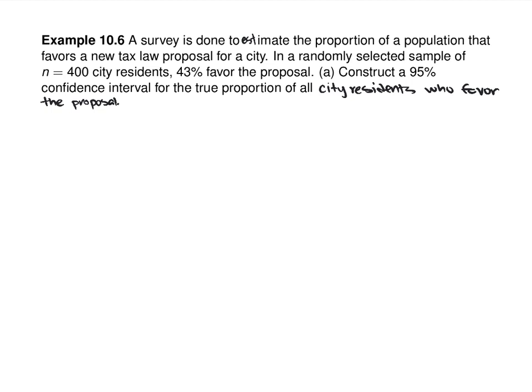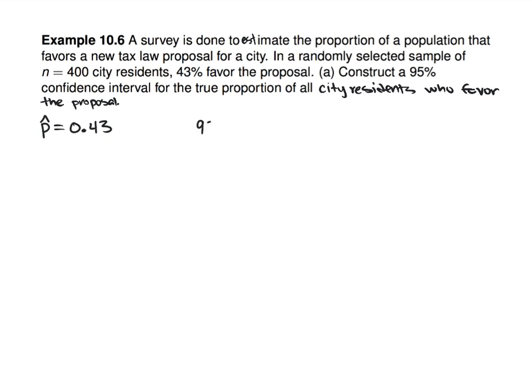A survey is done to estimate the proportion of a population that favors a new tax law proposal for a city. In a randomly selected sample of 400 city residents, 43% favor the proposal. So find a 95% confidence interval for the true proportion of all city residents who favor the proposal. So first of all, our p-hat value was 0.43. That's what our sample told us.